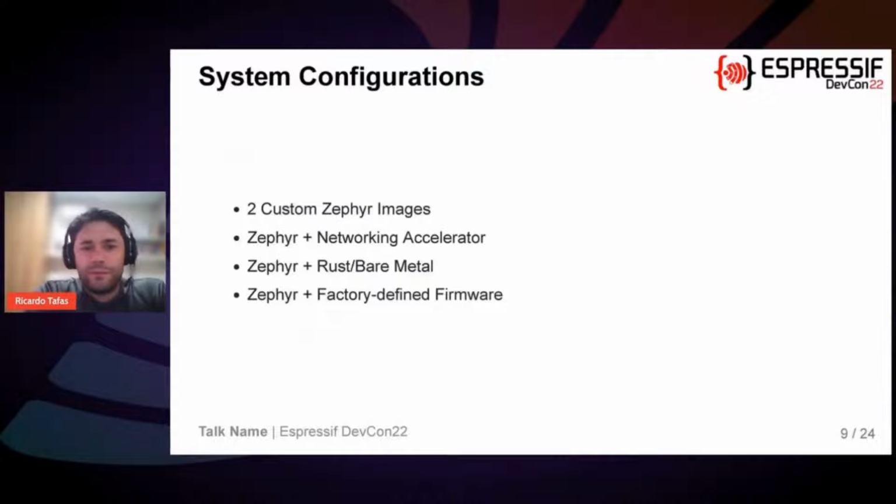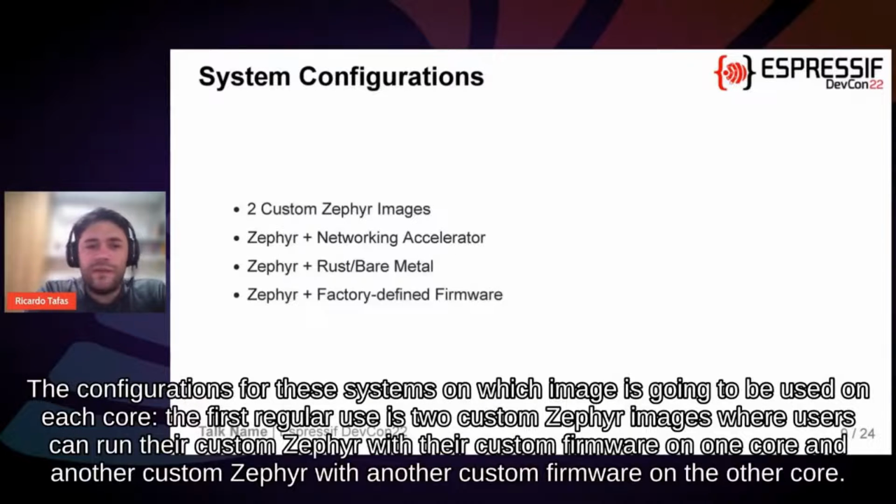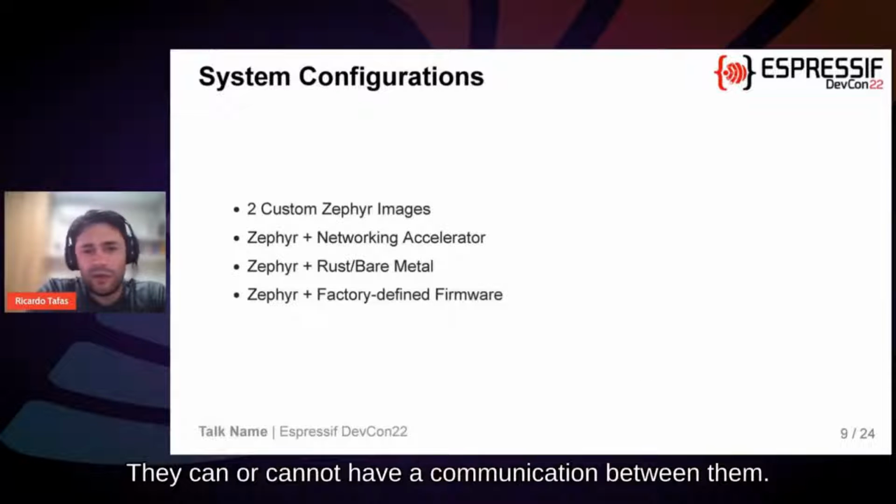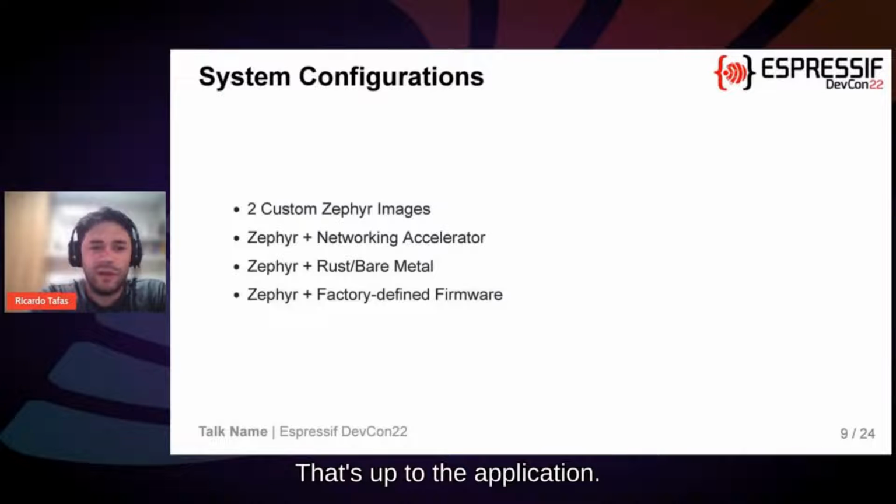So the configurations for these systems depend on which image is going to be used on each core. The first regular use is two custom Zephyr images, where users can run their custom Zephyr with their custom firmware on one core, and another custom Zephyr with another custom firmware on the other core. They can or cannot have a communication between them. That's up to the application.